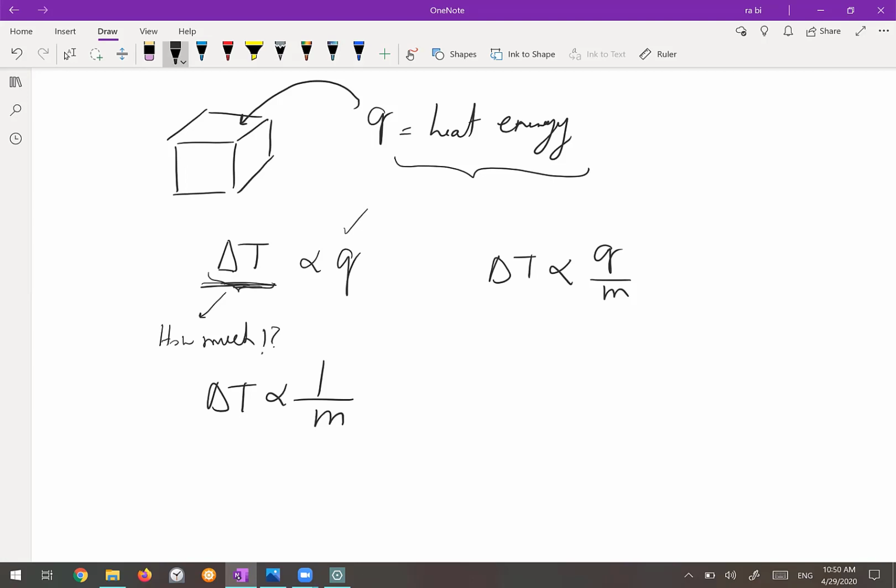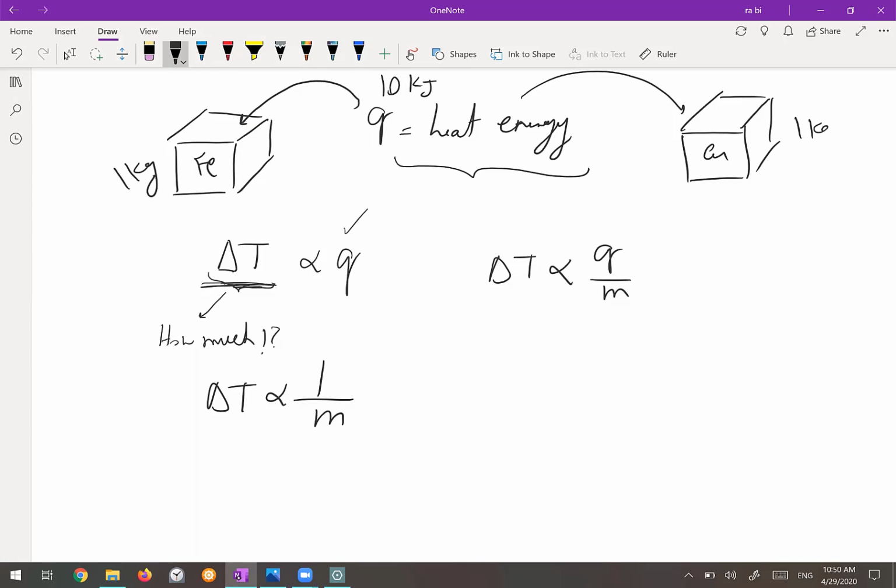The change in temperature also depends on the block or the material that you have here. Suppose you transfer the same amount of heat to 1 kilogram of iron and to 1 kilogram of copper. For example, you add 10 kilojoules of heat to a 1 kilogram block of iron and 10 kilojoules to a 1 kilogram copper block. When you check their temperatures, the increases are different from each other. This means the temperature change also depends on the material that you have there.